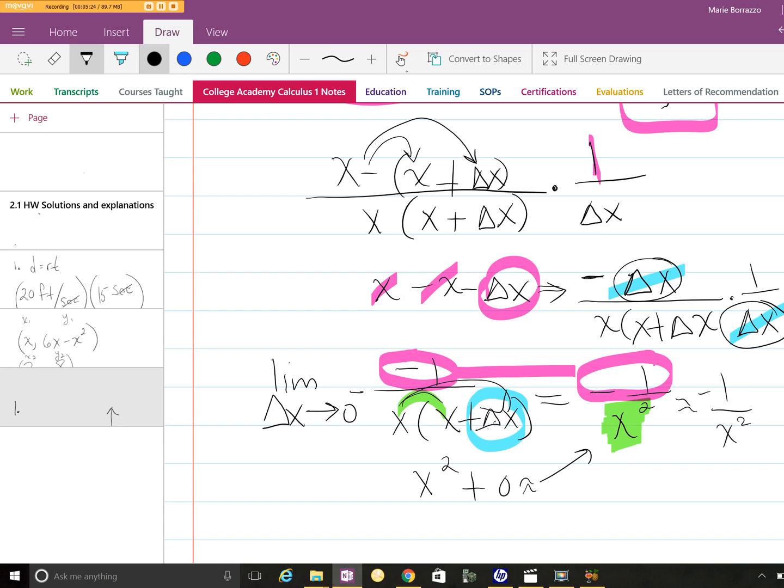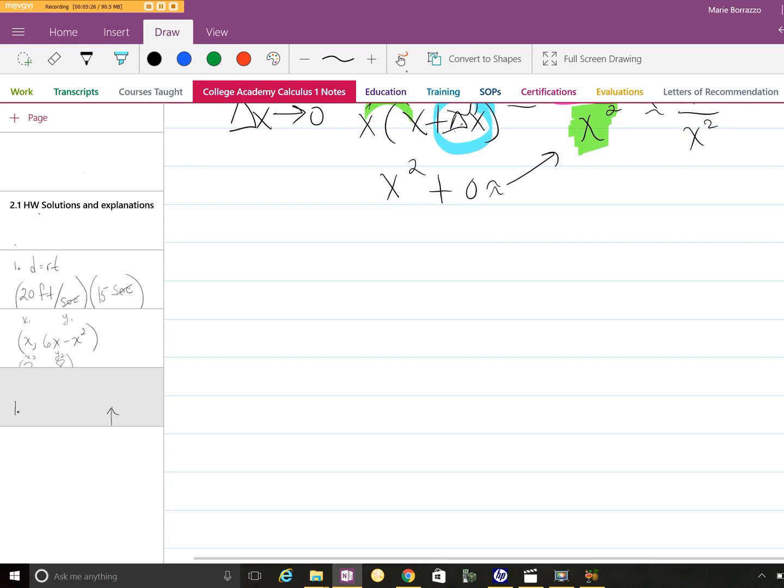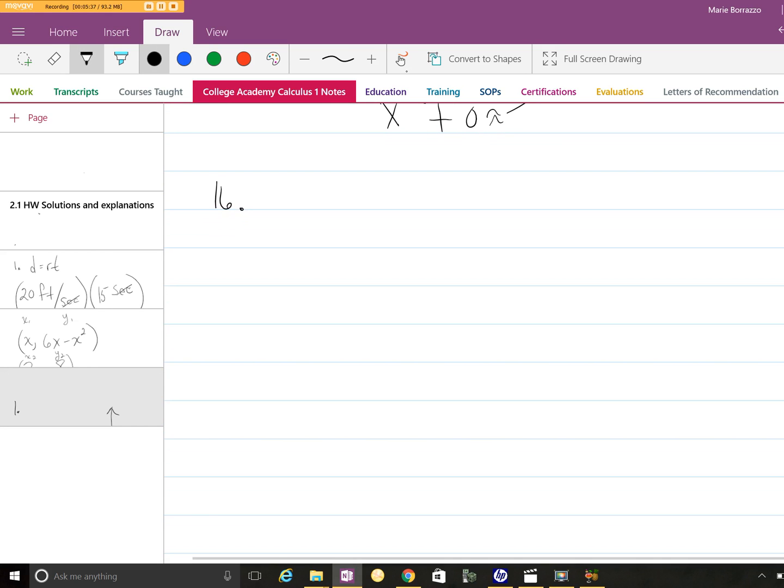Okay. Let's take a look at number 16. Number 16 has a lot of steps as well. So in this one, we're going to look at the limit as the change of x approaches 0 from the right-hand side.